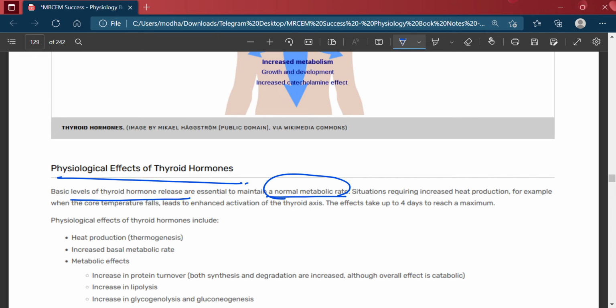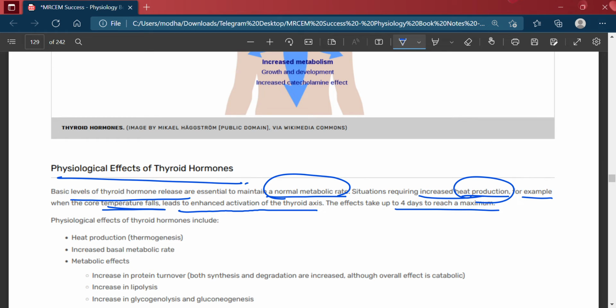Situations requiring increased heat production, for example when the core temperature falls, lead to enhanced activation of the thyroid axis. When the core temperature is decreased, the enhanced activation of the thyroid axis takes up to 4 days to reach the maximum. So situations requiring increased heat production will cause this.